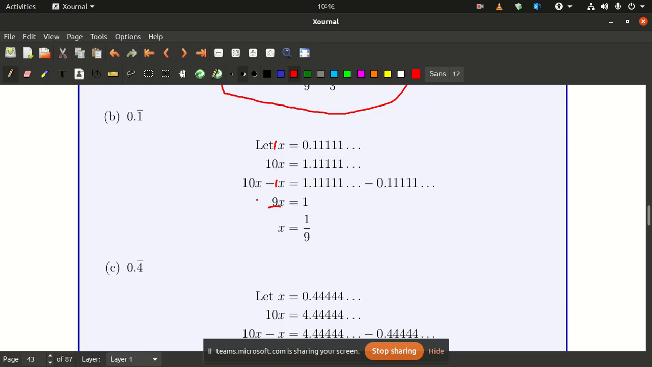How do we remove this 9 in front of x? Come on. Mbali, how do you remove a 9 before x? How do we remove the 9 in front of x?